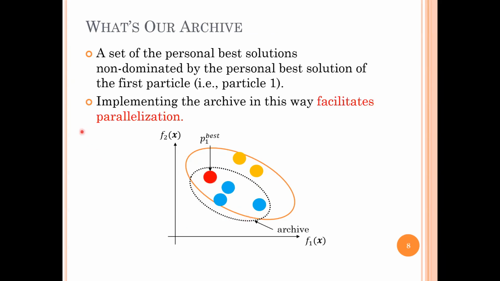Next, I'd like to describe the definition of our archive. Our archive is the personal-best solutions non-dominated by the personal-best solution of the first particle, that is, particle 1. This figure shows the personal-best solutions of each particle. The right particle is particle 1's personal-best solution, P1-best for short. We store in the archive P1-best and the light blue particles that are the personal-best solutions non-dominated by P1-best. Implementing the archive in this way facilitates parallelization.